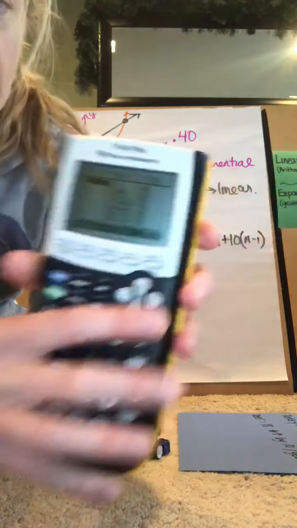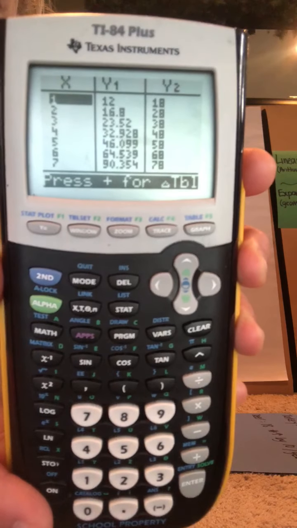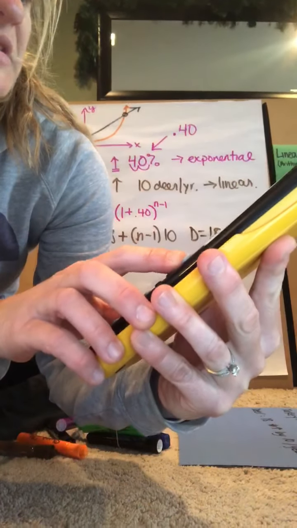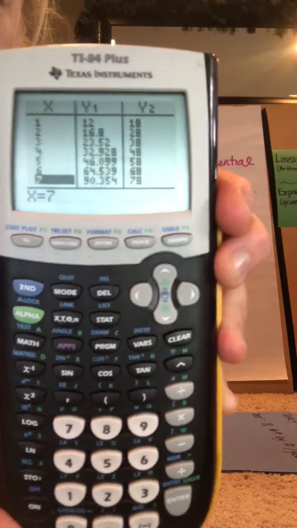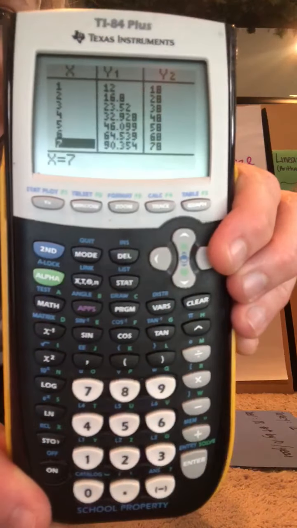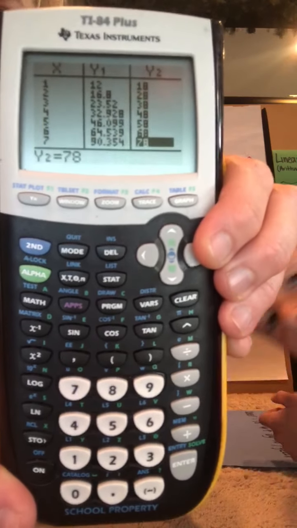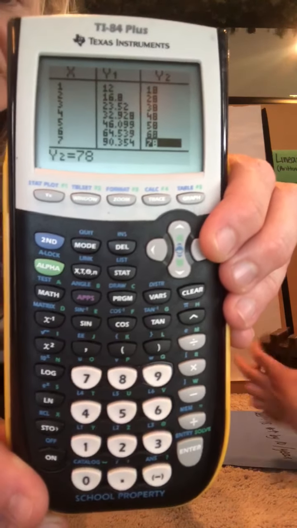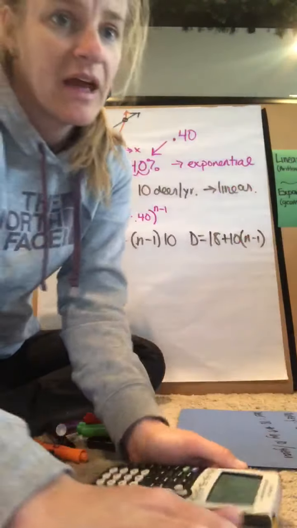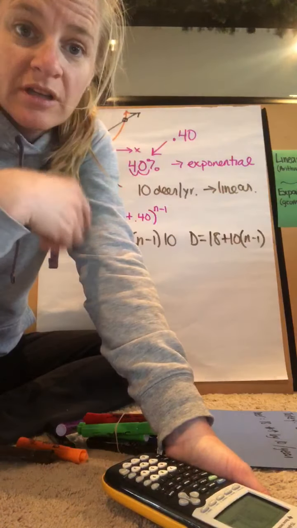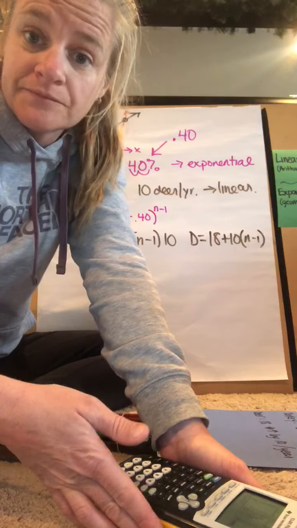And I am looking for, so there's year 1 had 12 and 18. Year 2 had 16.8 and 28. I am looking for the first time that I see my Y1 column greater than my Y2 column. And if you look here, at year 7, I've got 90 turkey and 78 deer. So year 7 is going to be my answer here, okay? So when I type that in, Sheila's going to count more turkey than deer in year 7, okay?